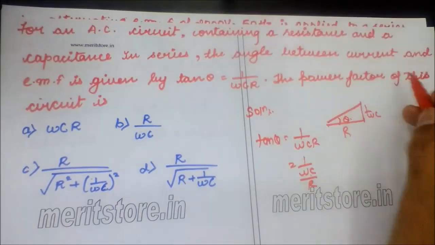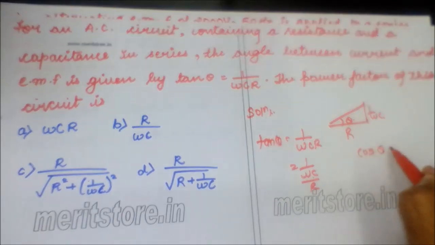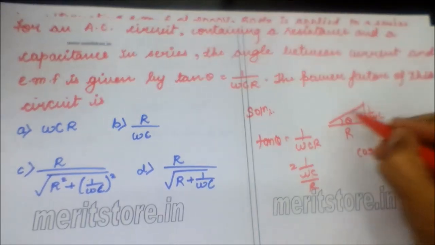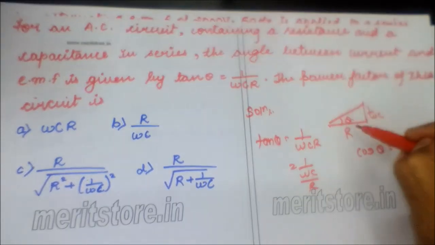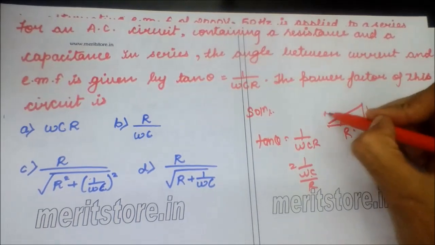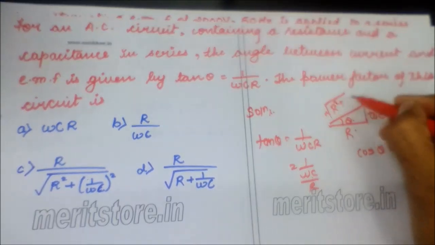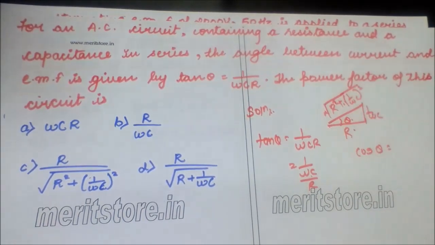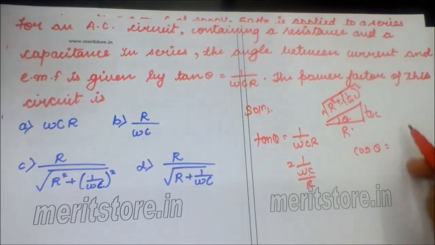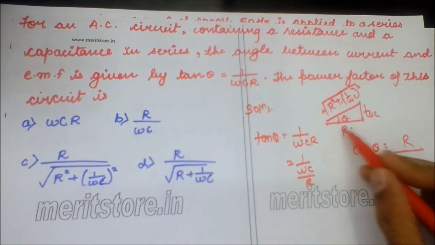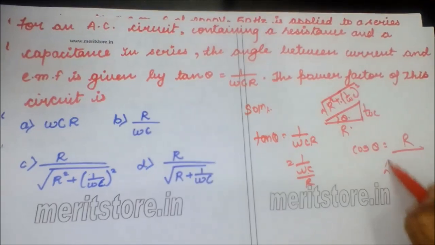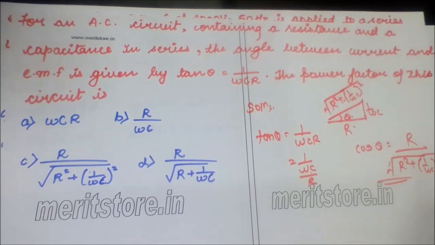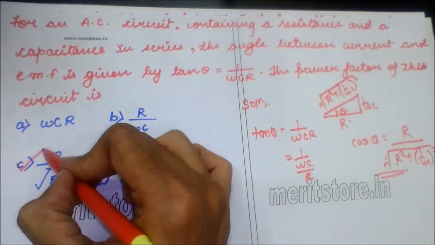Okay, so we need to find the power factor. This is given by cos of the angle theta, which is adjacent upon hypotenuse. The hypotenuse will be the square root of one side square plus the other side square, so we get the square root of R square plus (1 upon omega C) the whole square. So cos theta becomes adjacent upon hypotenuse, that is R upon the square root of R square plus (1 upon omega C) the whole square. So this is cos theta, and option C is the correct option.